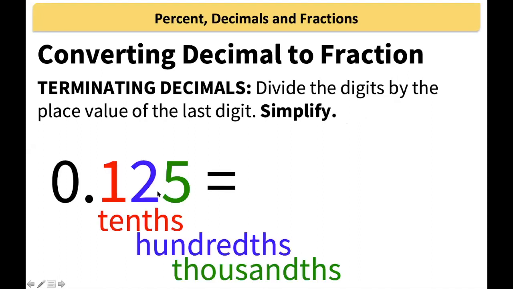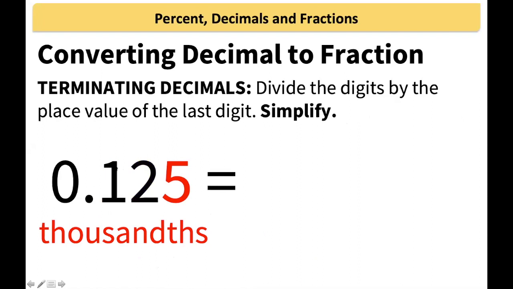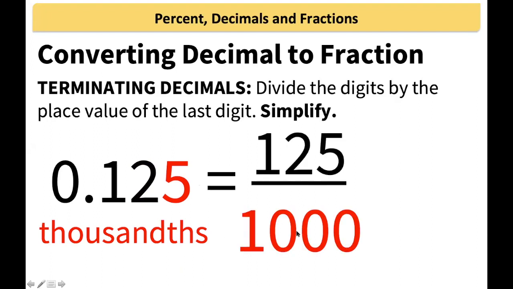Recall lang natin, yung pinakamalapit sa decimal point mo is tenths. Okay? So, ibig sabihin, if yung last digit mo is nandito, divide mo siya by 10. Pero kung meron kang digit pa dito, i-divide mo siya by 100 kasi nasa hundredths place siya. And kapag may digit ka pa dito, by 1,000 kasi nasa thousandths place siya. Okay? So, for example, if you have 0.125, ang last digit niya is 5. So, nasa thousandths place. Divide 125 by 1,000.